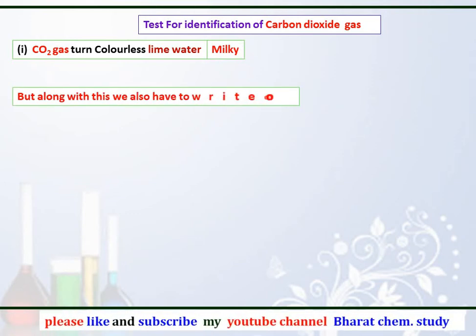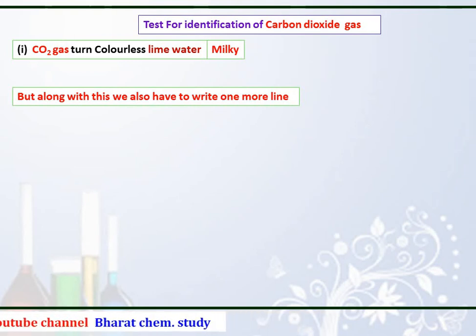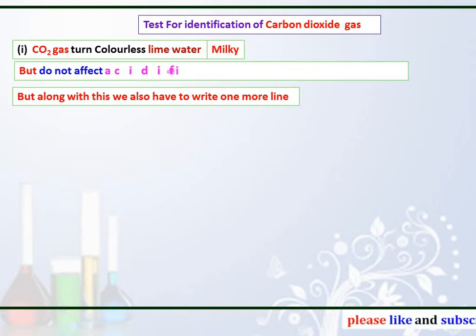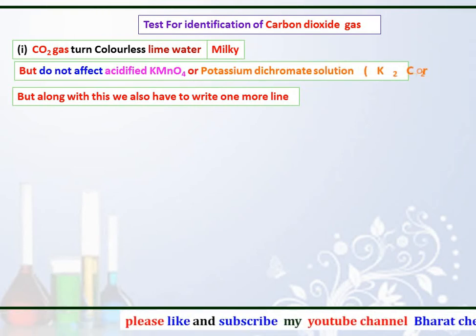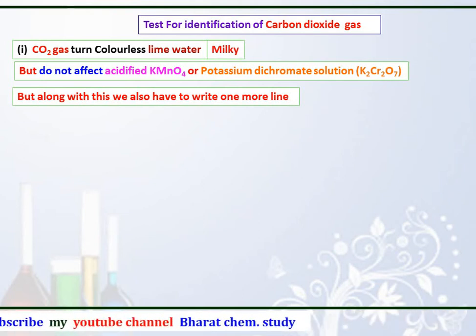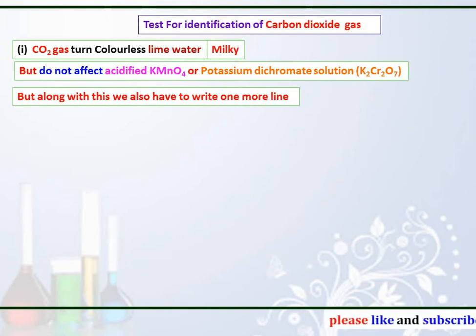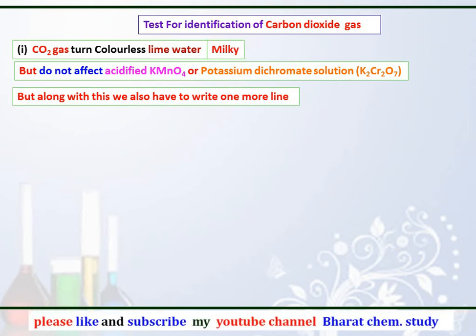But along with this line, we also have to write one more line: that this carbon dioxide turns lime water milky but does not affect acidified KMnO4 and potassium dichromate, that is K2Cr2O7 solution. Why do I have to write this line?